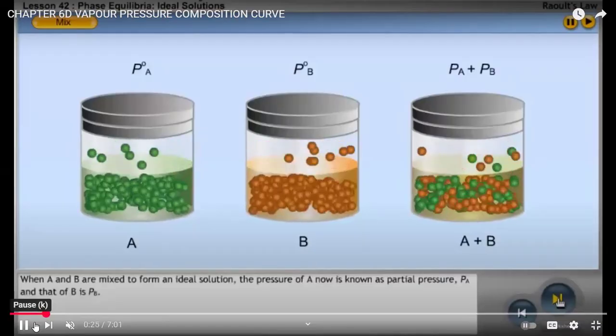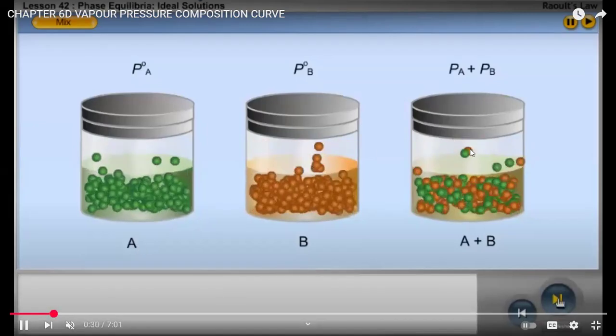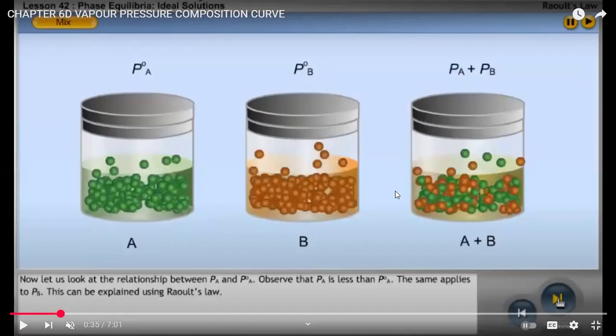Now, how do you find the total pressure? How would you find the total pressure exerted by the vapor molecules in this mixture of components A and B? How do you think you would find it? Miss, you're not going to use the constant? Well, it's simpler than that. We'll get to a constant shortly, but it's simpler than that.